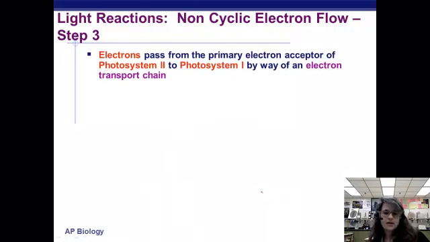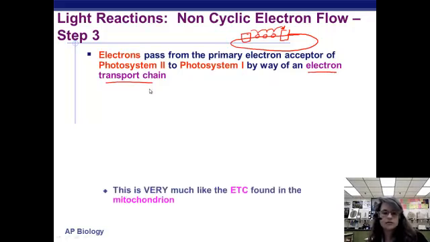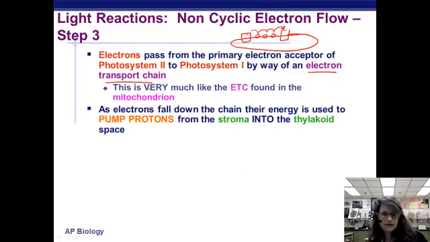So we're going to take the electrons and pass them from that acceptor in photosystem 2, and we're trying to get them to photosystem 1. But there are stepping stones in between those two things. If this is my thylakoid membrane here, photosystem 2 is here, photosystem 1 is here, but we are going to have some stepping stones to help us get the electrons over to here. That is an electron transport chain, very much like what is in the mitochondrion.